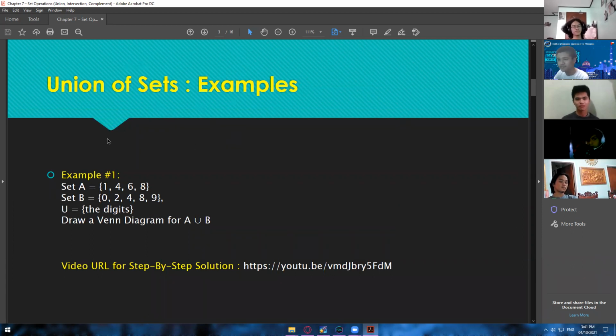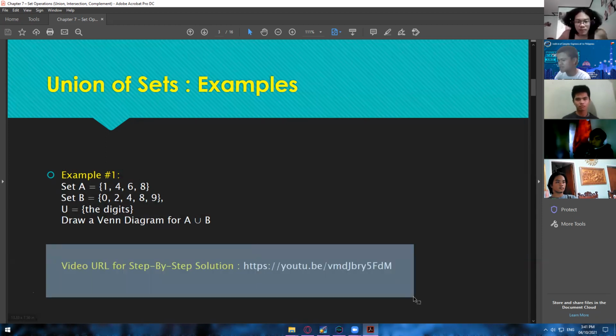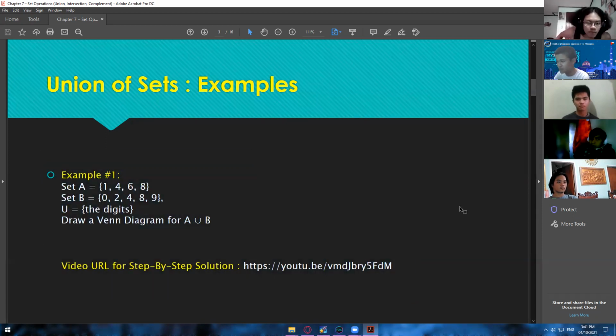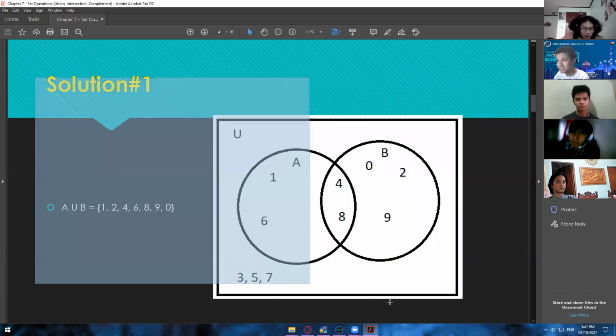Union of sets examples. For example number one, we have set A and set B. Set A contains 1, 4, 6, 8, and set B is 0, 2, 4, 8, 9. And U is the digits, meaning everything from 0 to 9. Then draw a Venn diagram for A union B. Here is actually the step-by-step video on how to answer this one. Here is the solution.